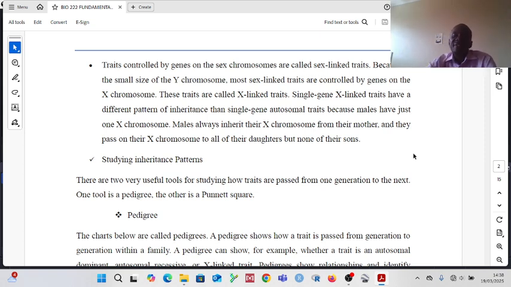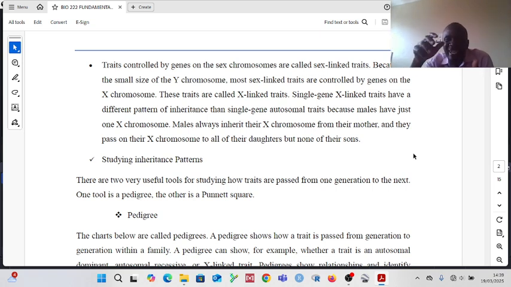If you are talking of a single gene on the X chromosome controlling a certain trait, it will be inherited differently when you compare it with a single gene located on an autosome.